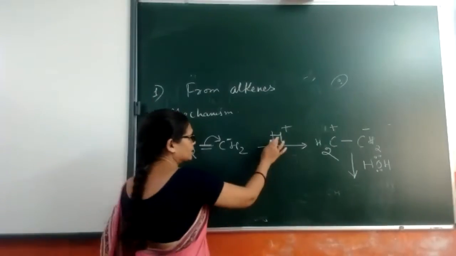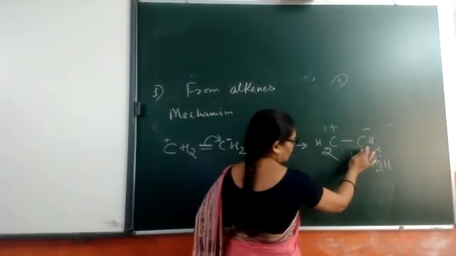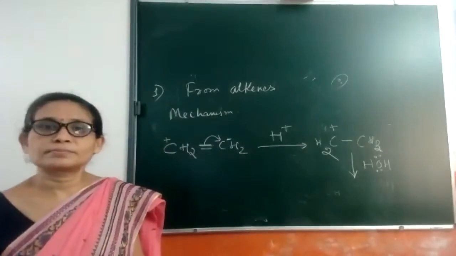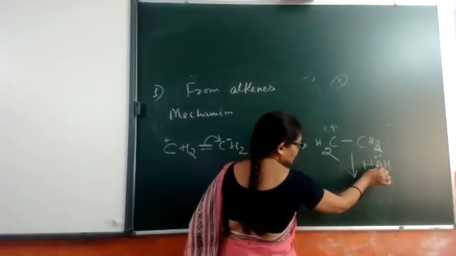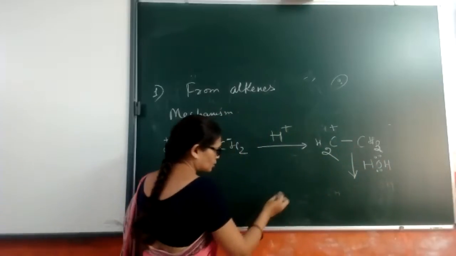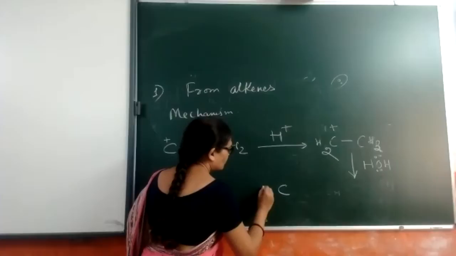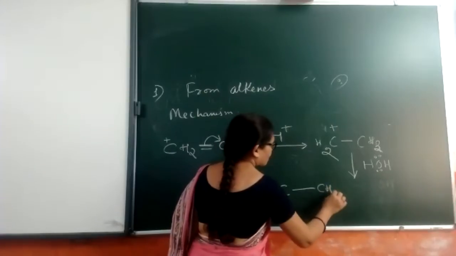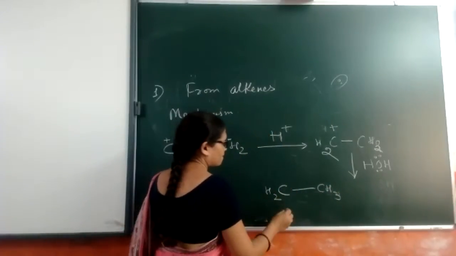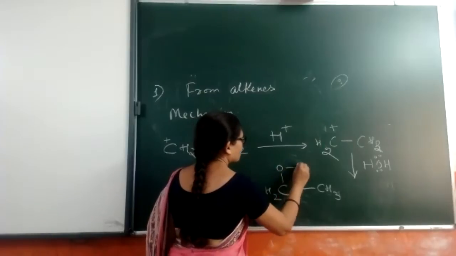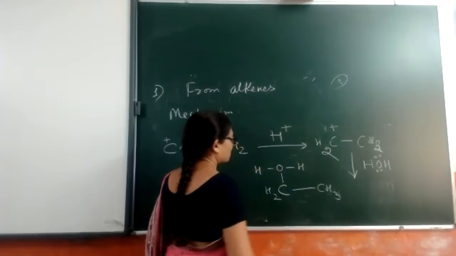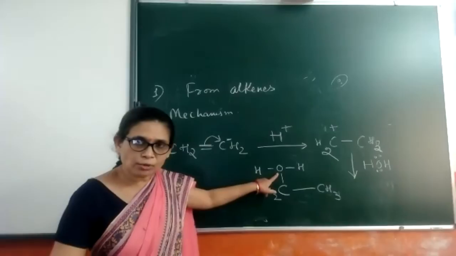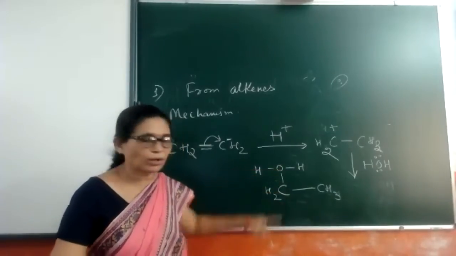And on the other side, this hydrogen is also coming, so it is becoming CH3. Now this oxygen is going to attack this carbon. So what will you get? You will get this type of structure. This is the water molecule. Through this oxygen, this water molecule has attacked this carbon.